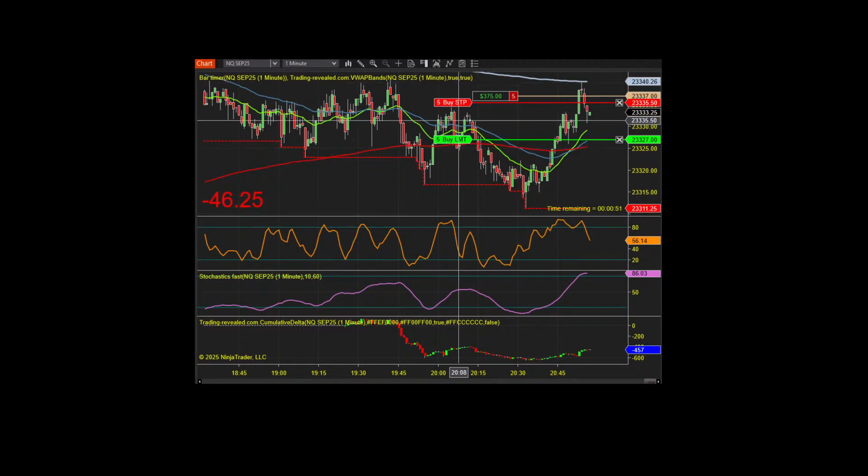I just want this. All right, I put it there. I just want this 9.3 to come down a little bit further. And that should get us filled somewhere around here. So maybe I'll put my target right above this 21 EMA.